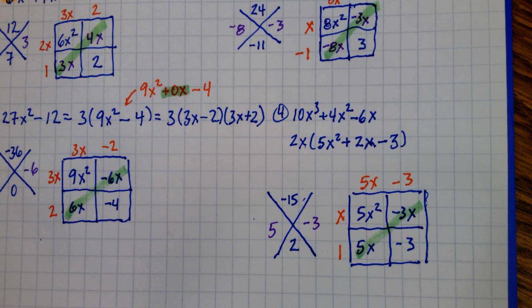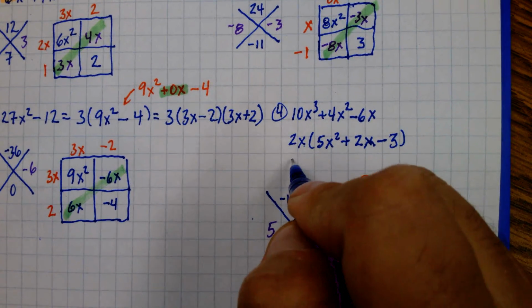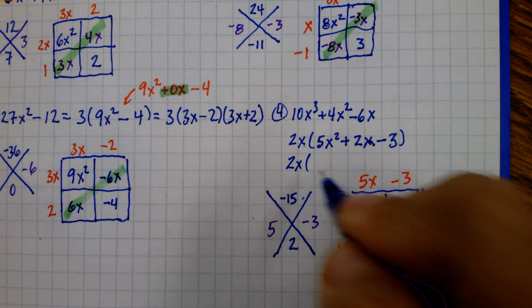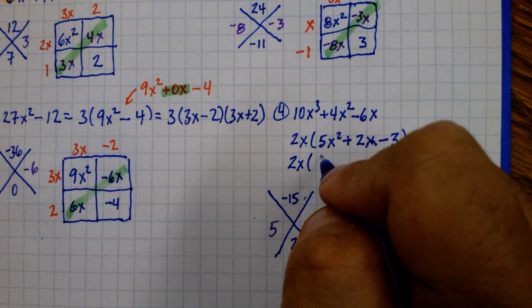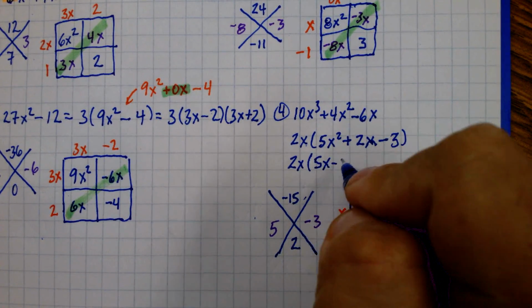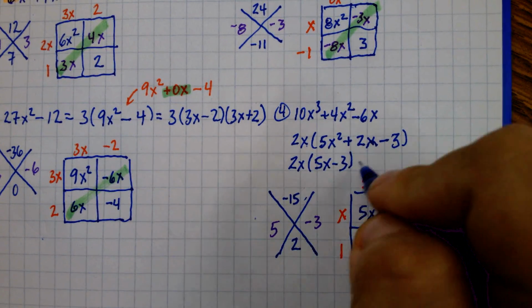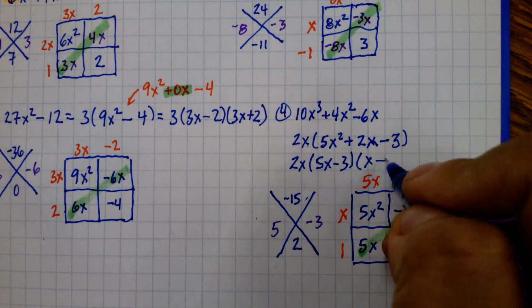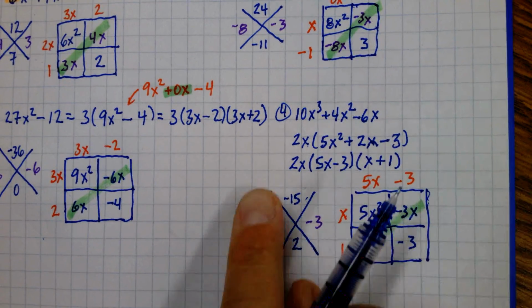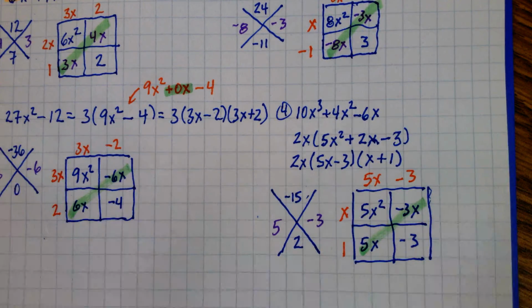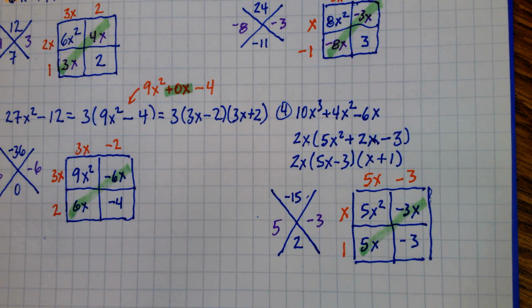So here's our final answer. 2x, 5x minus 3, x plus 1. You multiply all this back together, you get the original one. Okay? All right. Any questions?